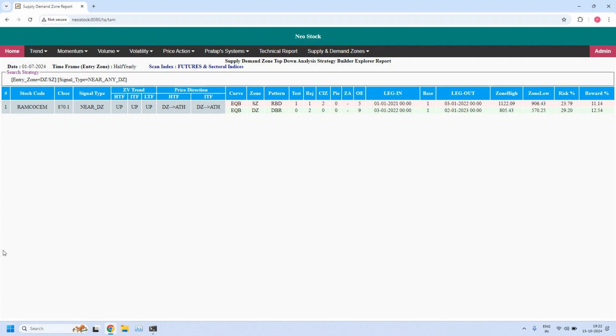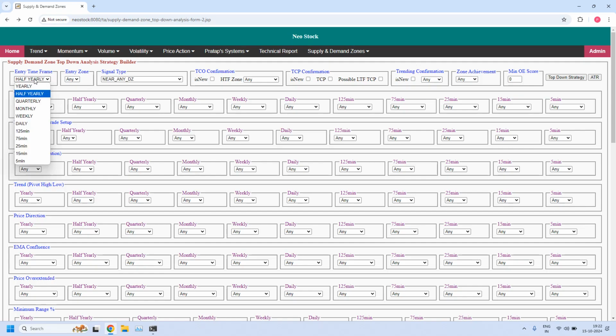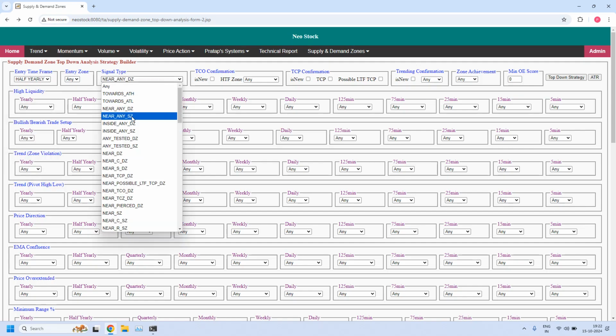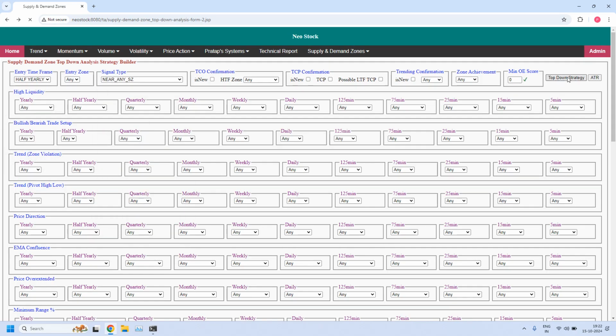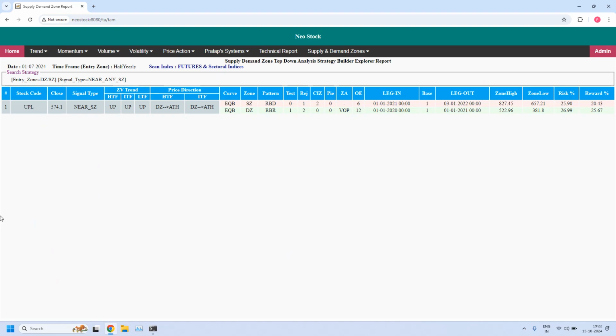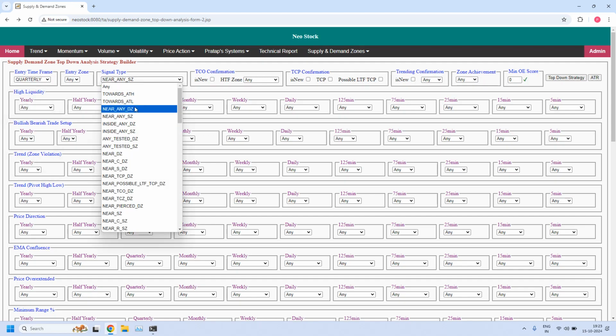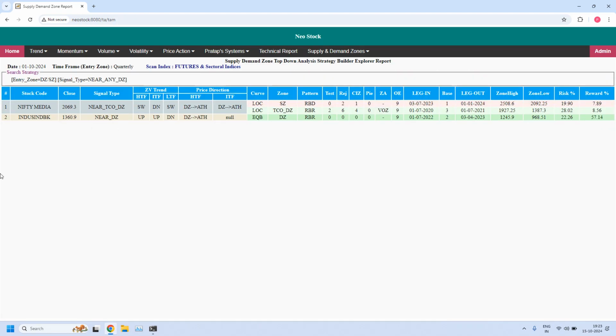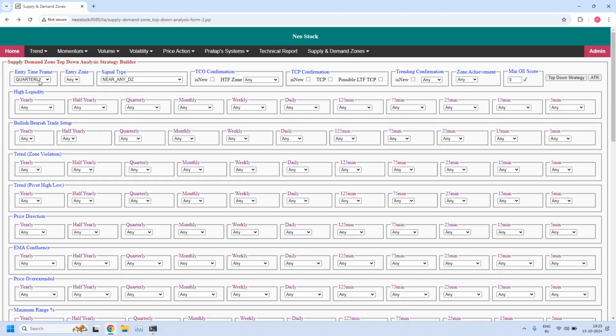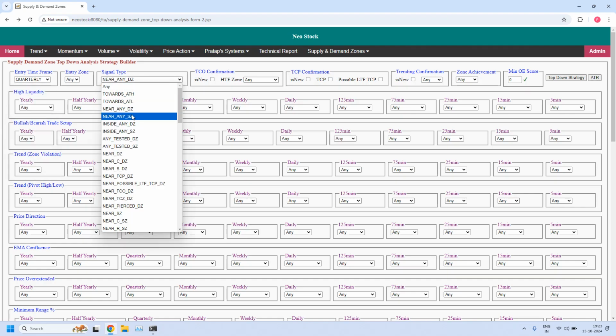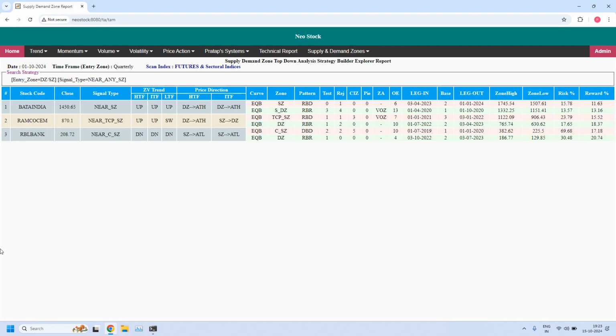Now let's get into the next report for half yearly time frame. Let us find the stocks near half yearly supply zone. One stock is filtered. Next time frame is quarterly. Let's find the stocks near quarterly demand zone. Two stocks are filtered. Next, for quarterly time frame, let's find the stocks near quarterly supply zone. Three stocks are filtered.